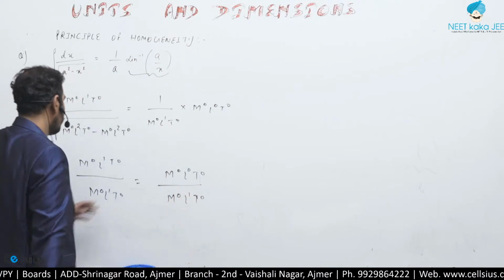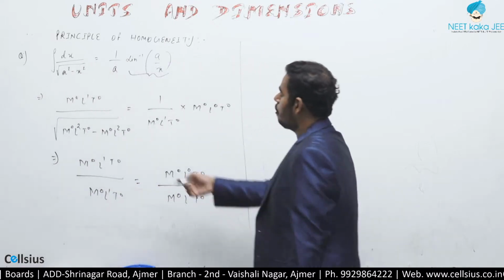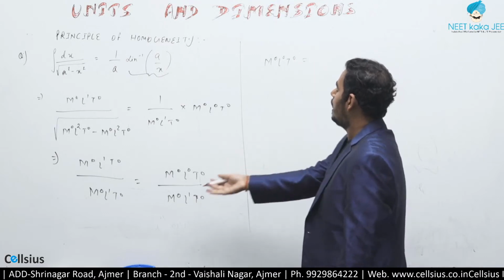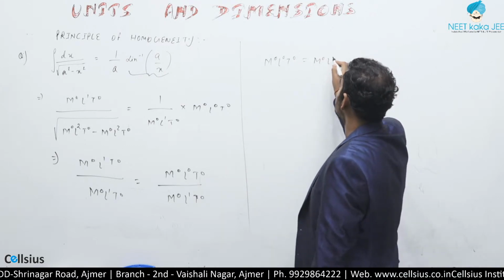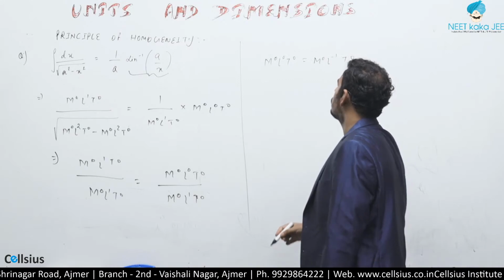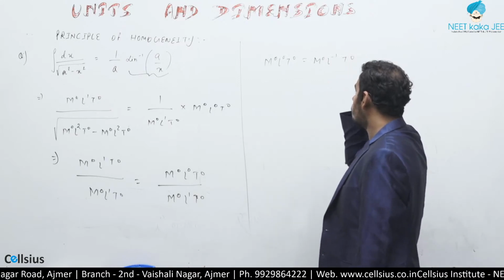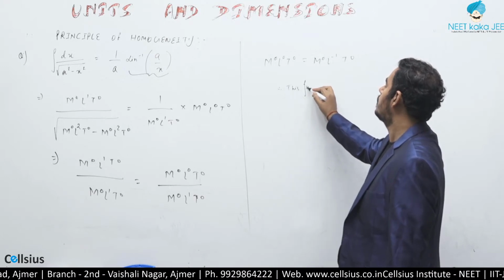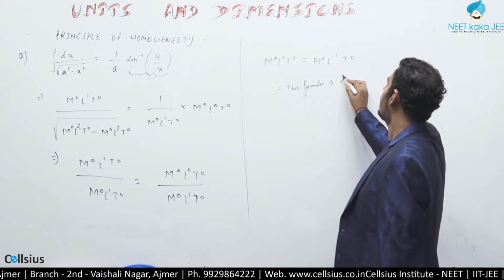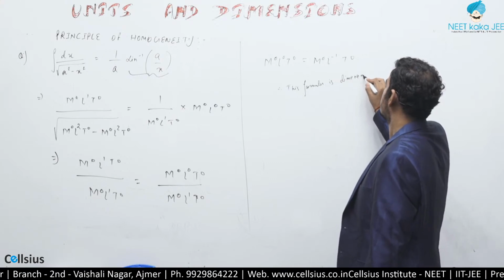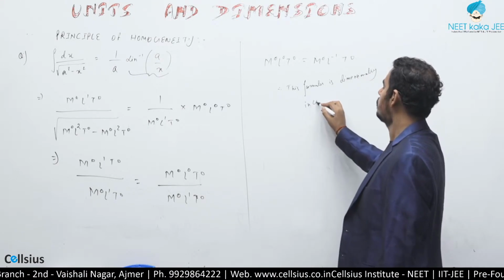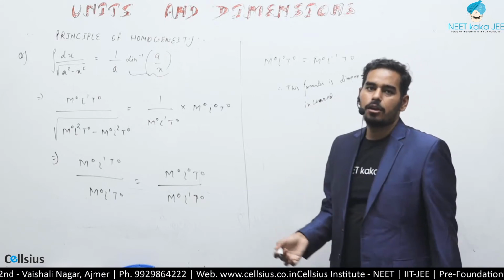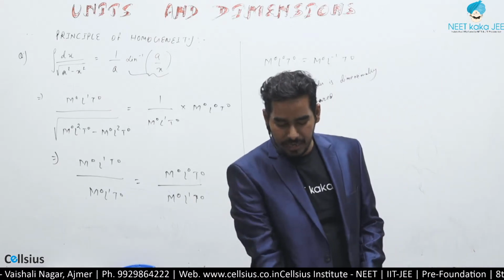Okay, so now what is happening over here? On that side of equal to it is M0 L0 T0, and on this side of equal to it is M0 L minus 1 T0. So because the dimensions on both sides of equal to are different, therefore this formula is dimensionally incorrect. Okay, so this formula is dimensionally incorrect, or this formula is wrong.